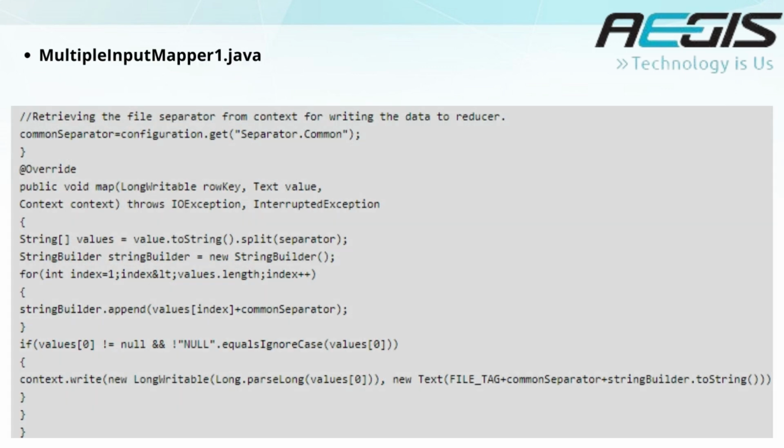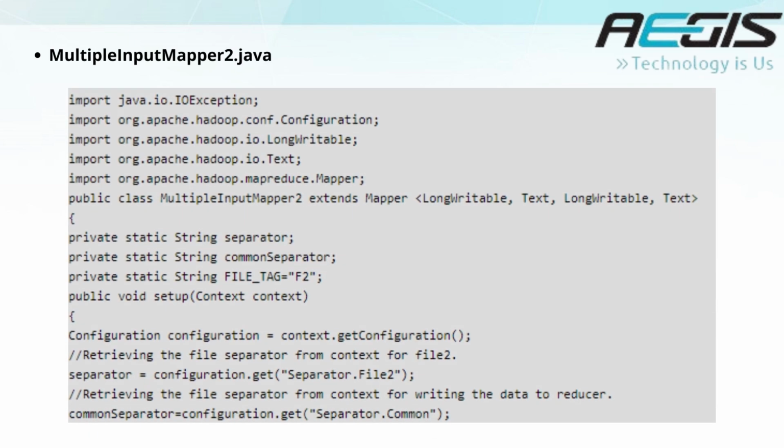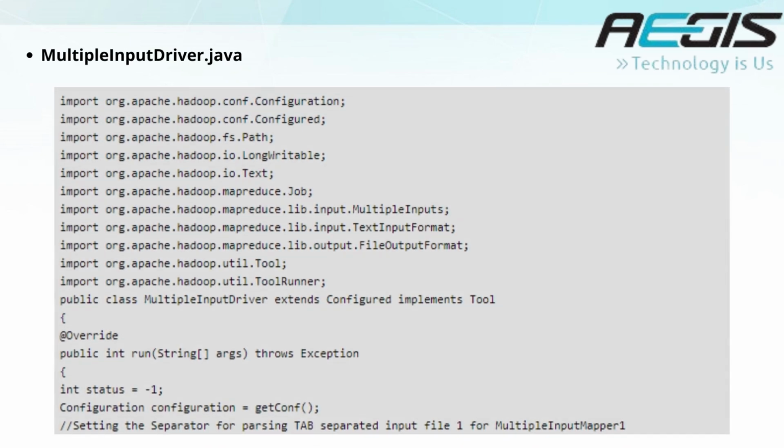For that, first I have created a MultipleInputMapper1.java file. Then, I have created another, MultipleInputMapper2.java. Here, I have created two mapper files for two different inputs for MapReduce. Next, I have created another file, MultipleInputDriver.java.